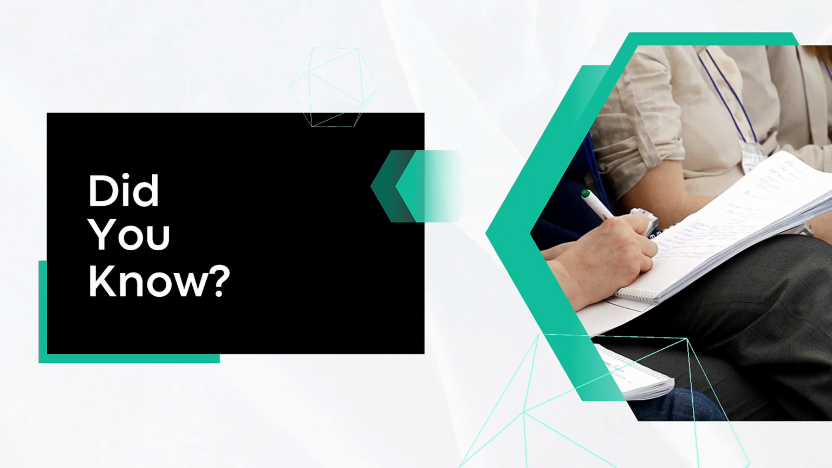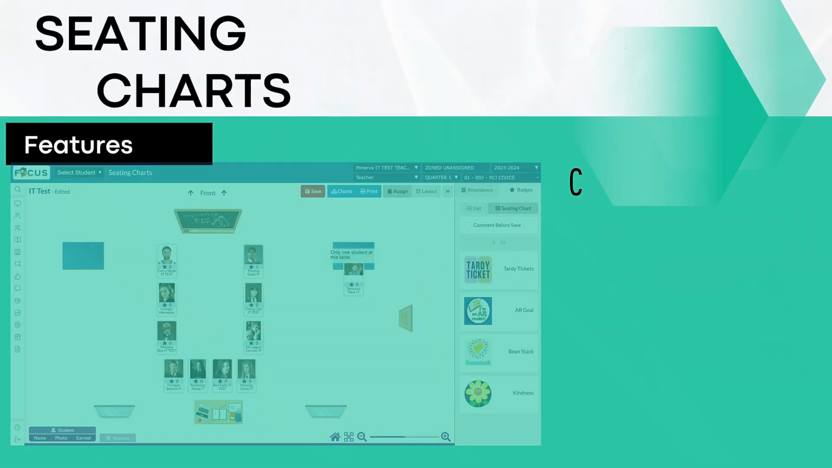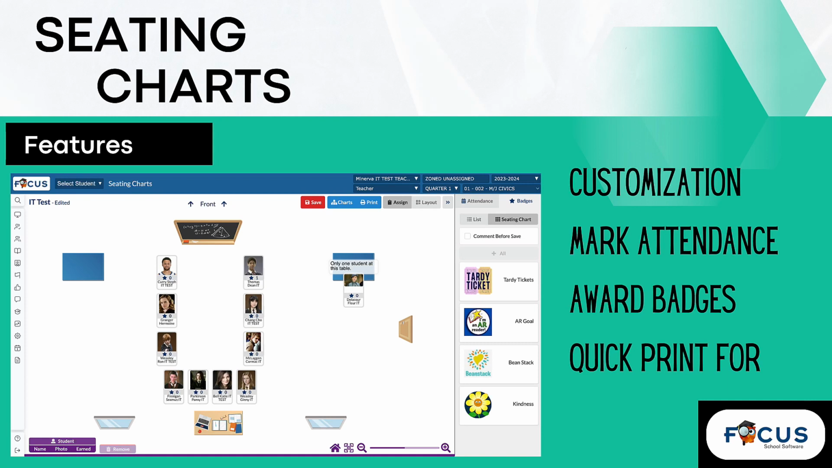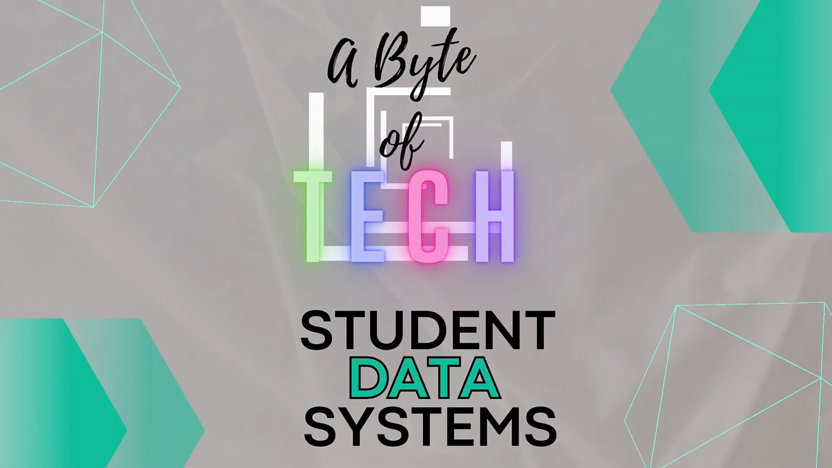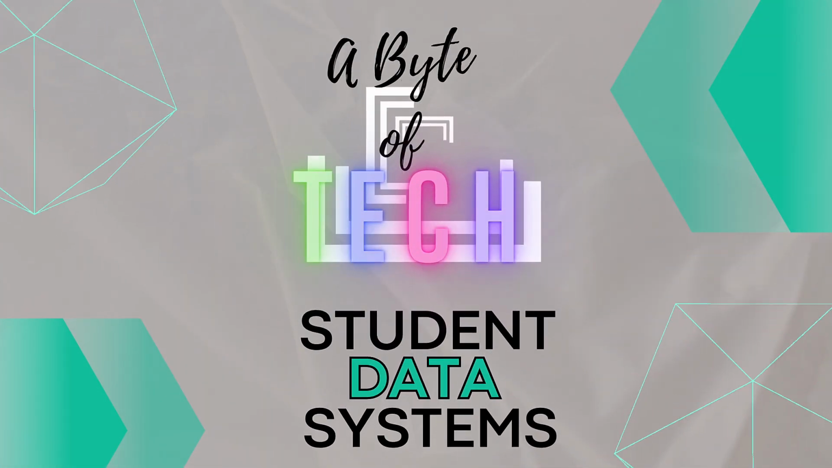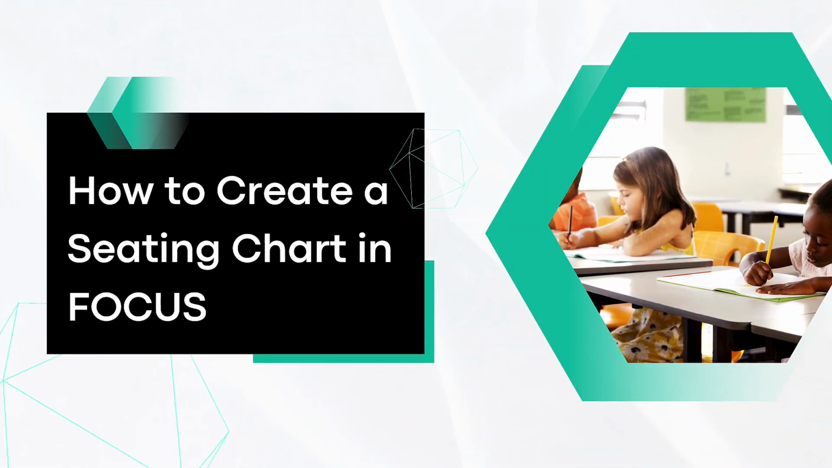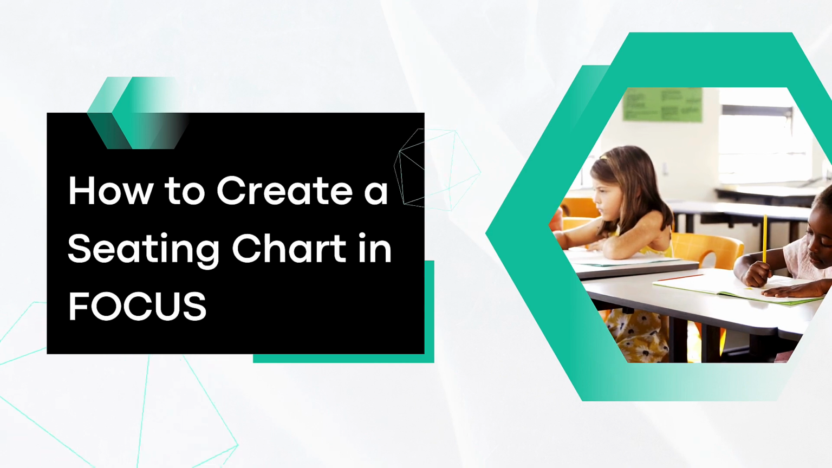Did you know there's a better way than keeping a paper copy of your seating chart? Focus allows you to customize an exact replica of your classroom, mark your attendance, and award positive behavior badges from the same screen, and then quickly print for when you have a sub with their electronic seating chart. So join me today for a Byte of Tech with your Student Data Systems team as we learn how to create seating charts in Focus. So let's go ahead and get started.